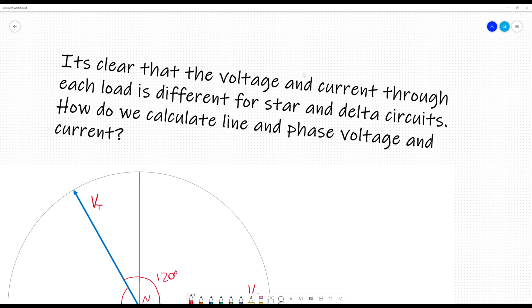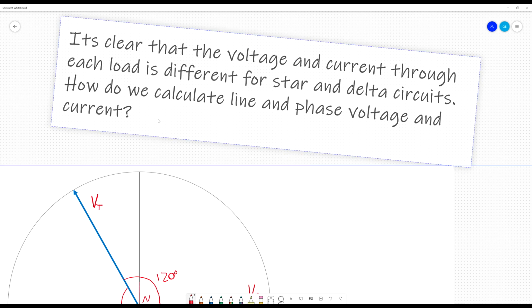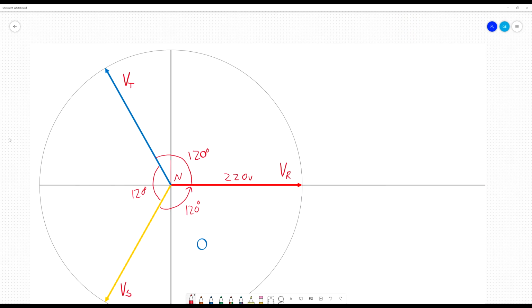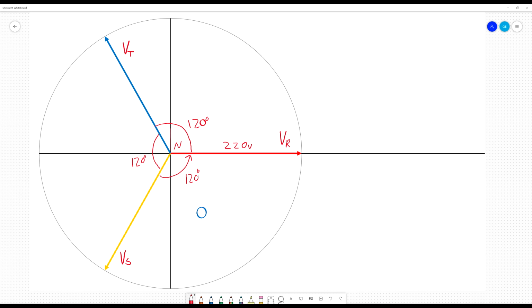So, as it's clear that the voltage and current through each load is different for star and delta circuits, how do we calculate the line and phase voltage and current if we have one and not the other? I am now going to show you. On this chart, I have phase voltage. What I've done is I have plotted three phases on a diagram, and each phase in this instance is 220 volts. So the phase voltage of red and the phase voltage of S and the phase voltage of T is 220 volts. And I'm going to show you how to connect the line voltage.